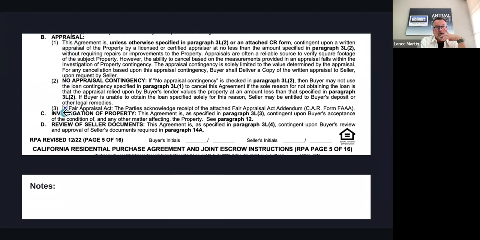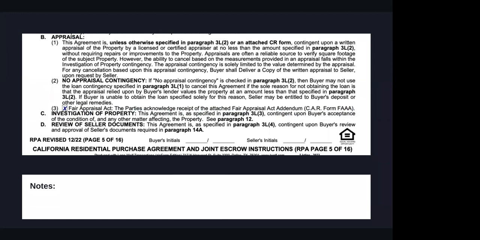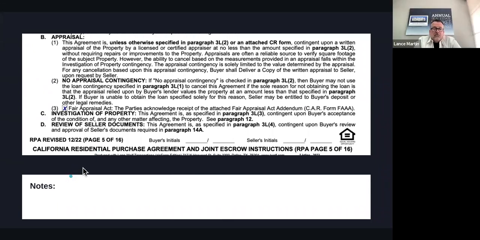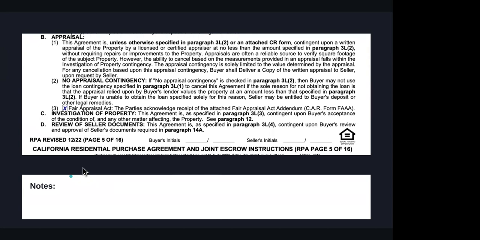So under the Fair Appraisal Act, parties acknowledge receipt of the Fair Appraisal Act addendum, form FAAA. Okay. Hey, Andre, you're unmuted. Yeah, Lance, I thought you only could waive an appraisal contingency if she was doing it all cash. No, you can waive appraisal contingencies. So how can you waive an appraisal contingency if a loan that's backed up by a bank, like an FHA or even a conventional loan, is funded upon them knowing how much a property is worth?